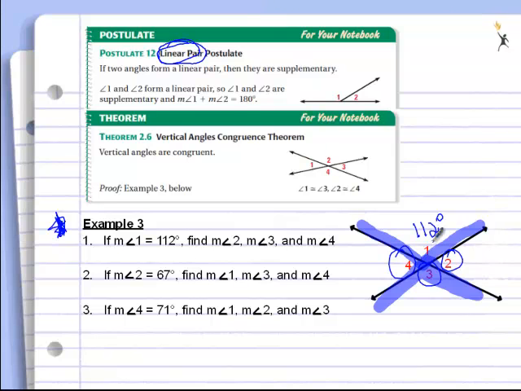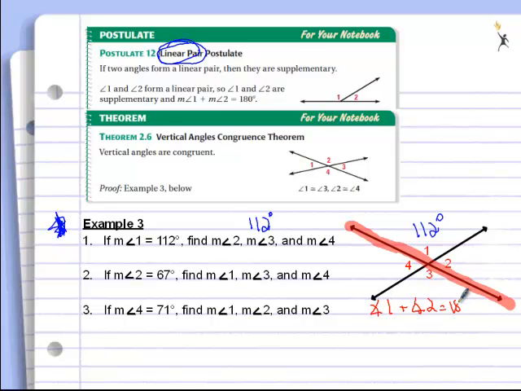Well, if 3 and 1 are congruent, then they have to be the exact same. If angle 1 is 112, then I know that angle 3 is 112. That's one thing that jumps out to me. Another thing that I see is that angle 1 and angle 2 form a straight line. That means that angle 1 plus angle 2 equals 180.